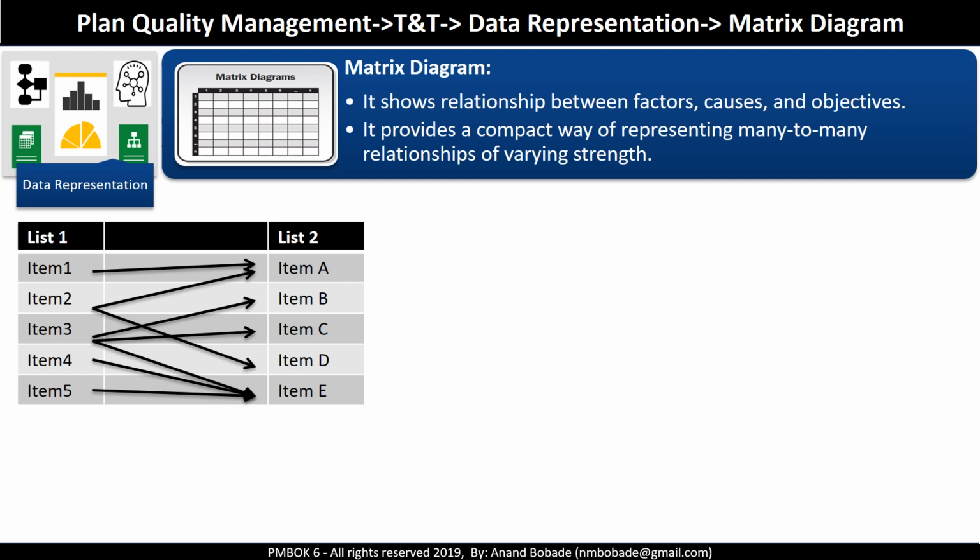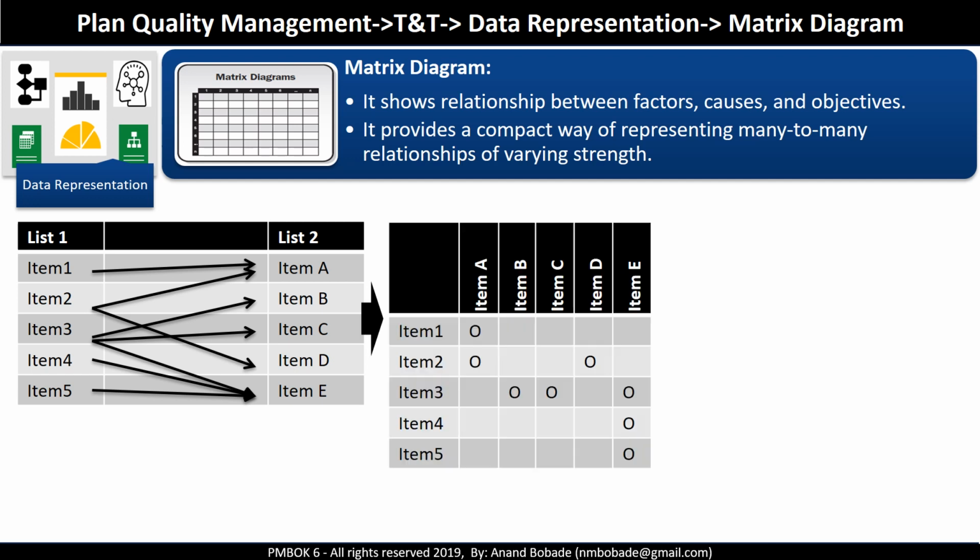However, this looks a little messy. The clean way is to keep the first column as it is and put the values from second column onwards as a heading in subsequent columns, as shown in the picture, and then mark the relationship between both.